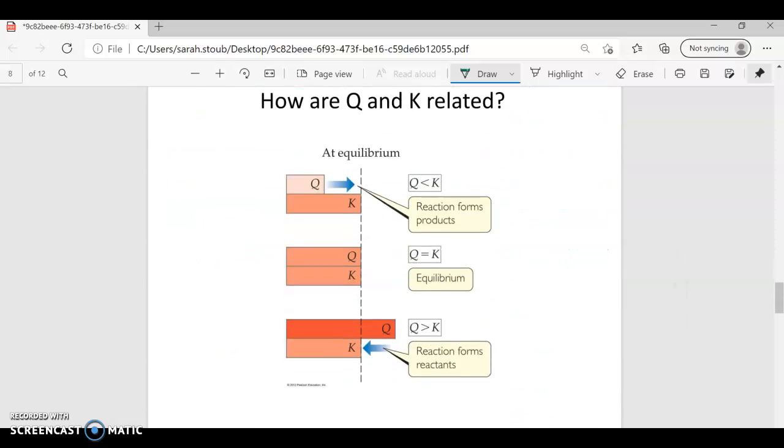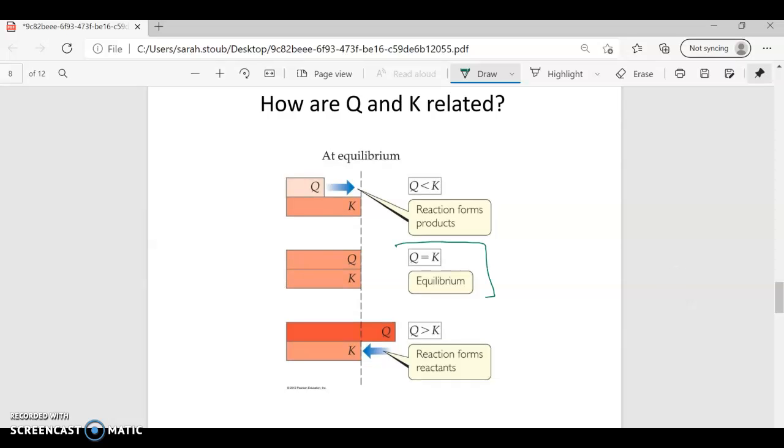Let's kind of simplify this down. If your Q equals your K, that means you're at equilibrium. If your Q value is less than K, which is like we had just right here, that means I've got to get more products to get it to equal K. So I'm going to make more products. If my Q happens to be greater than K, that means I've got too much on the top of my fraction, so I've got to make more of the bottom part of my fraction. In other words, I've got to make more reactants until it'll reach equilibrium. That would be your summary for that. I hope it helped.